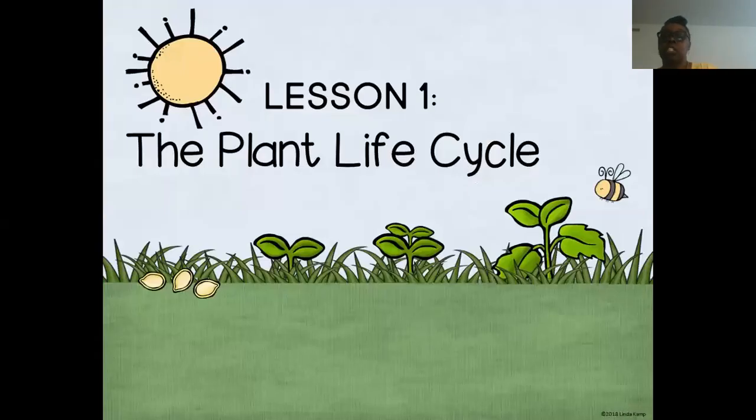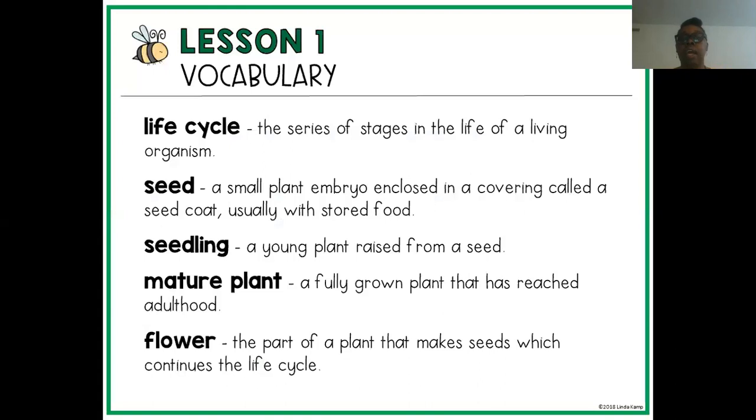So then we're going to do lesson 1 today, the plant life cycle. If you look at the photo, you can see the life cycle is there. It starts with the seeds, and then you have the seed starting to grow, the seedling, and then the young plant, and then the adult plant. The life cycle is the series of stages in the life of a living organism. So it's talking about how it grows.